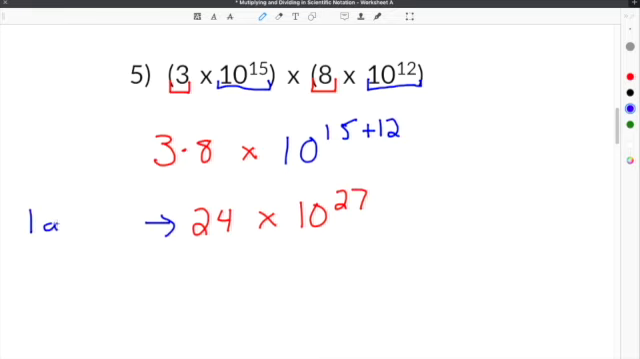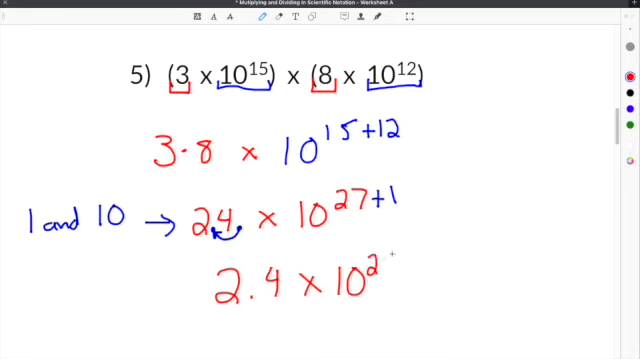That is not in between 1 and 10, so we have to move the decimal from 24 to 2.4 so that it's in between 1 and 10. And then because we moved the decimal left once, we will add 1 to our exponent. So this will become 2.4 times 10 to the 28th power, which is our answer.